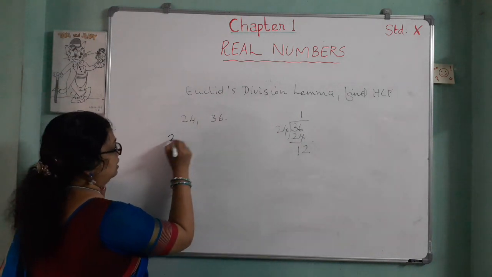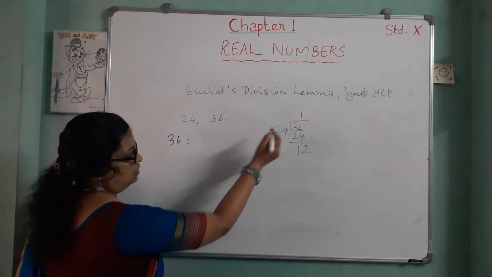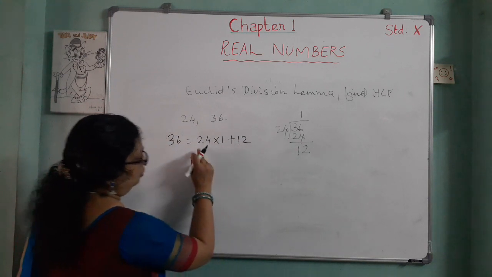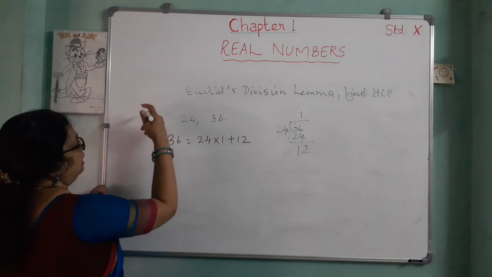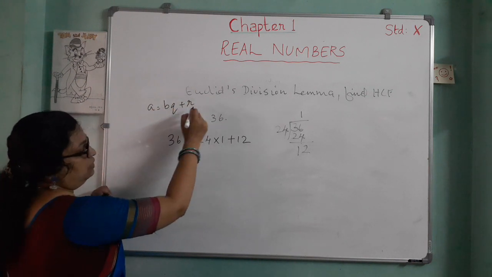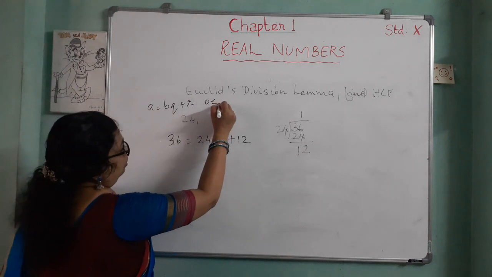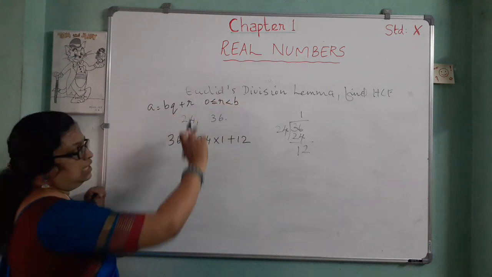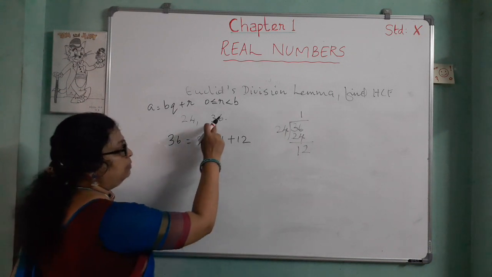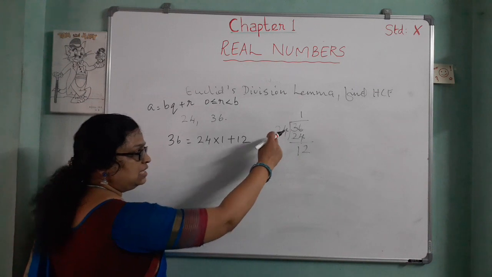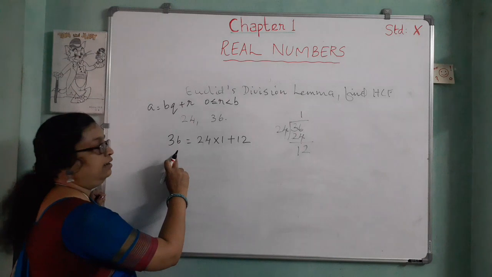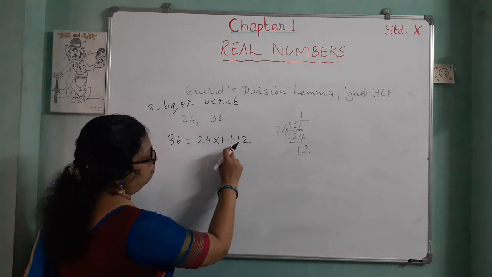So we can write 36 equal to 24 into 1 plus 12, which is of the form a is equal to bq plus r. This we know, 0 less than or equal to r less than b. This is Euclid's division lemma. In this way, of 24 and 36, the bigger number is 36, so 36 divided by 24 we get the quotient 1 and remainder 12. So we can write 36 equal to 24 into 1 plus 12.